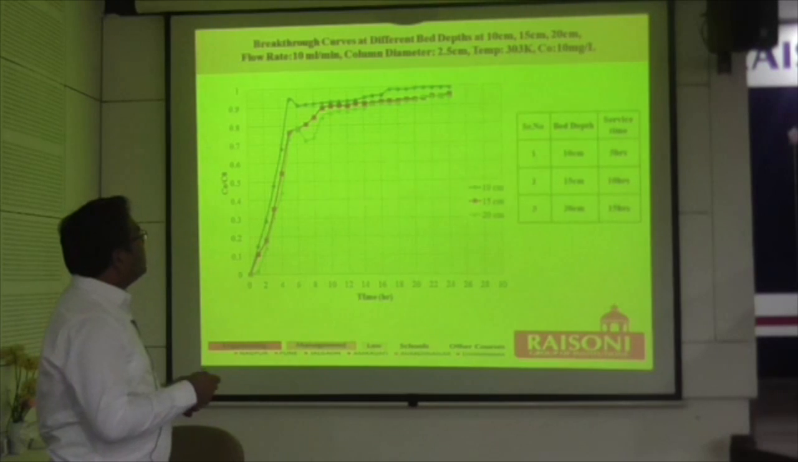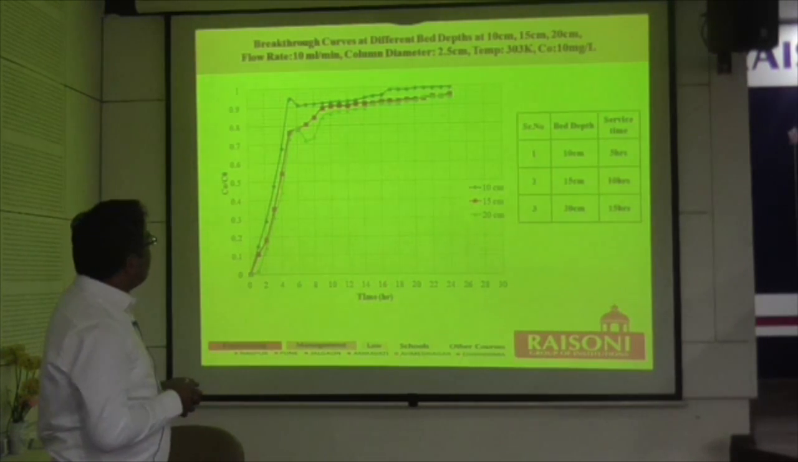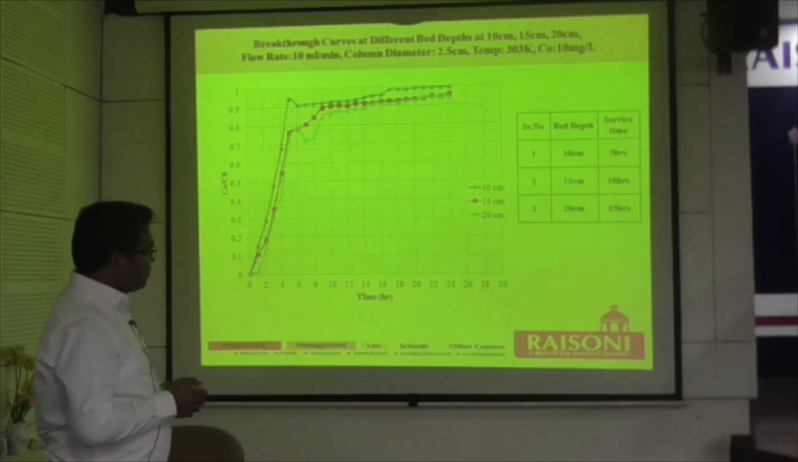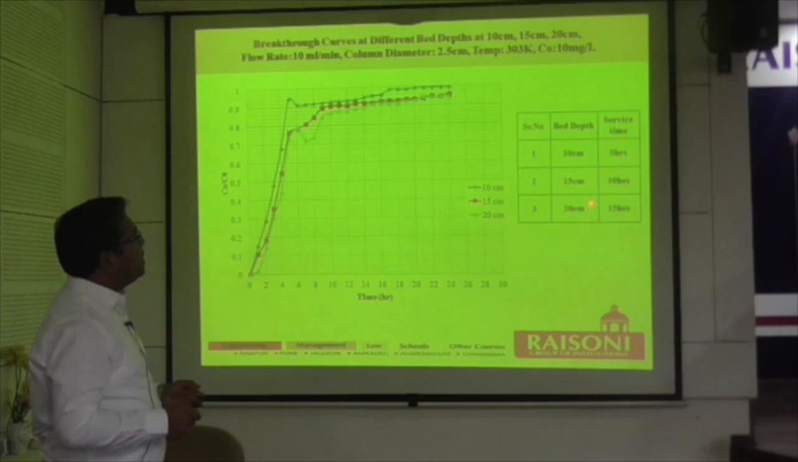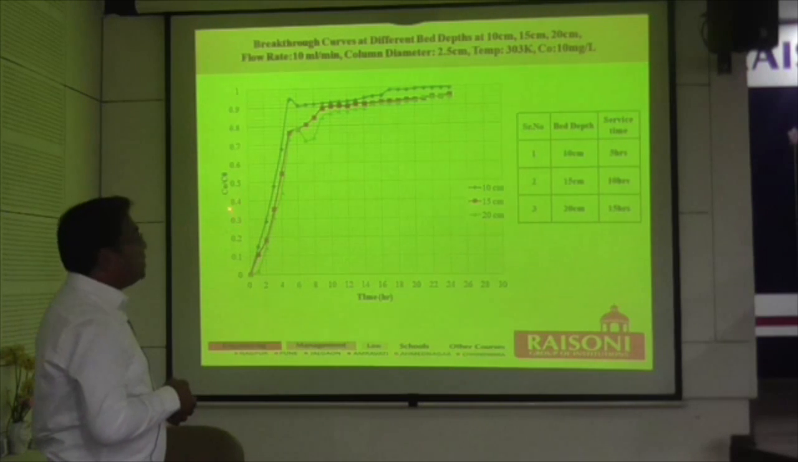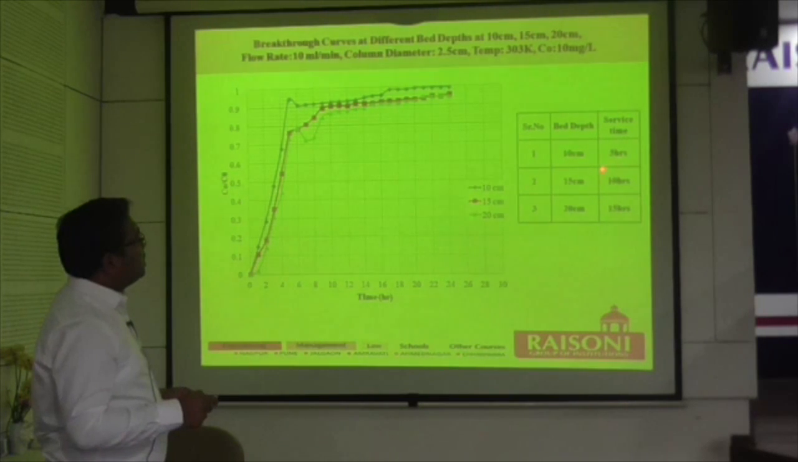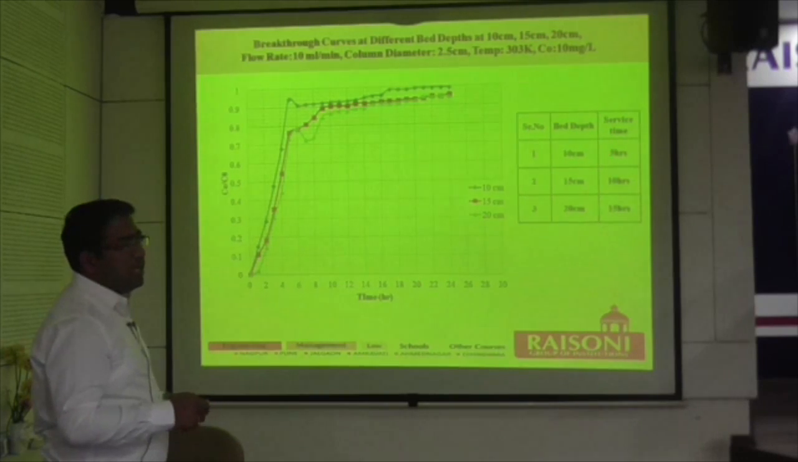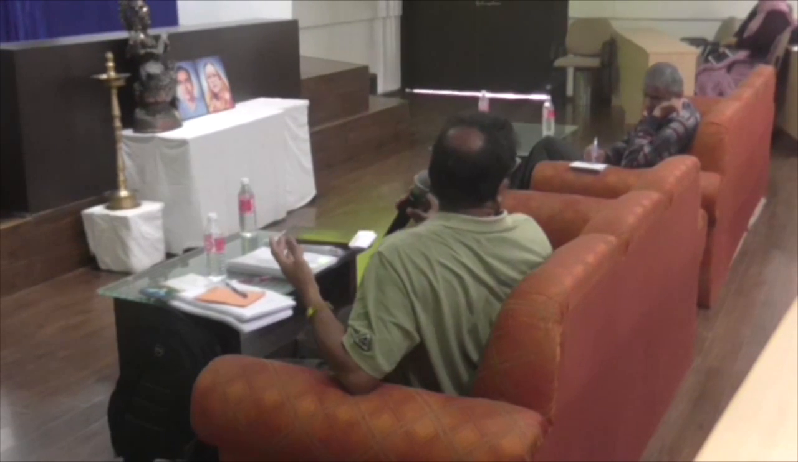So I have worked on the seashell for the column study. For this, we have gone for breakthrough curve at different bed depths of 10 cm, 15 cm, 20 cm. Here in the x-axis it will be time, in the y-axis Ce by C0. From this is the service time which I am getting. One observation for both of the studies, it is common for both of you. That is why I am trying to put it right now.